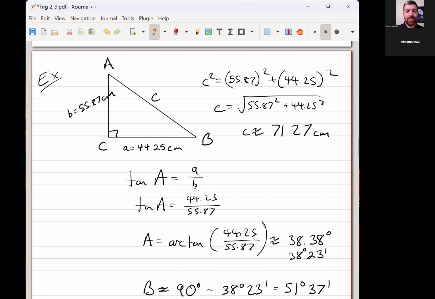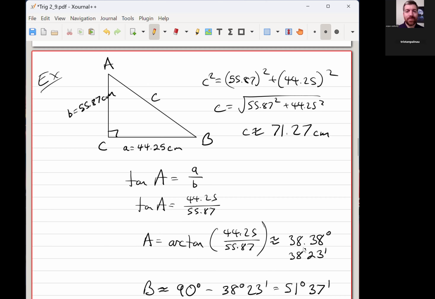And that's opposite over adjacent. So if we look at angle A here, opposite is the 44.25 and the adjacent is 55.87. So there's that ratio there. And then we want the angle, we use the inverse trig function, arctangent. So tangent of an angle is a ratio. Inverse trig function of a ratio is an angle, right? So it depends on what you want. We want an angle, we're using an inverse trig function. You can throw that in your calculator and it will give you the right answer, 38.38 degrees.